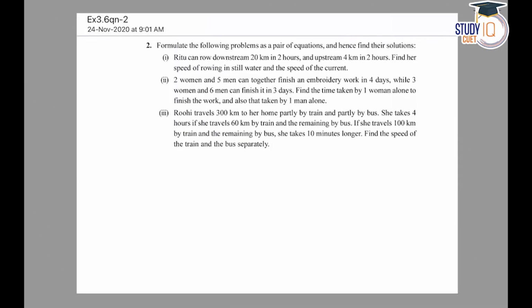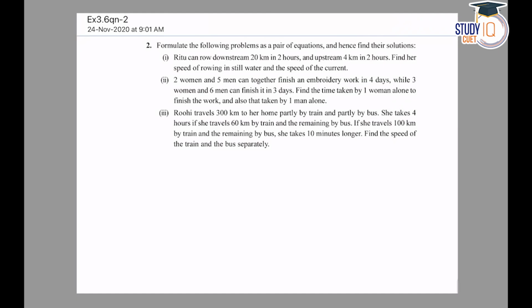Hello students, this is NCERT Maths class 10th, exercise 3.6, question number 2. The question is, formulate the following problems as a pair of equations and hence find their solution. And the first question is, Ritu can row downstream 20 km in 2 hours and upstream 4 km in 2 hours. Find her speed of rowing in still water and the speed of the current.